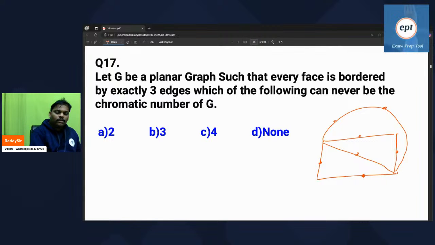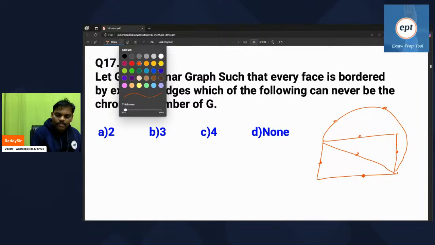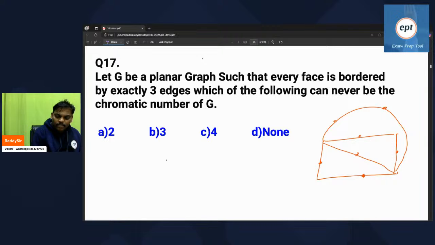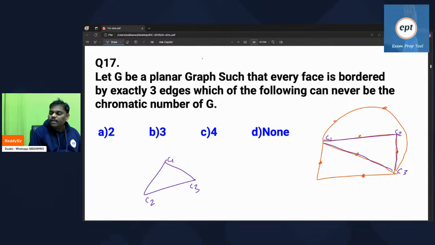But one thing, whenever it is a triangle, as I mentioned yesterday, compulsory 3 colors required. When you say triangle, compulsory 3 colors required. Minimum 3 colors, because further diagram may take more also. 3 possible, maybe 4 also possible depending upon graph, but 2 never be possible.